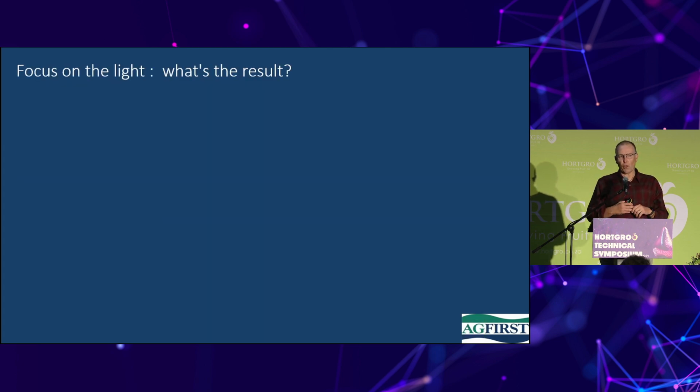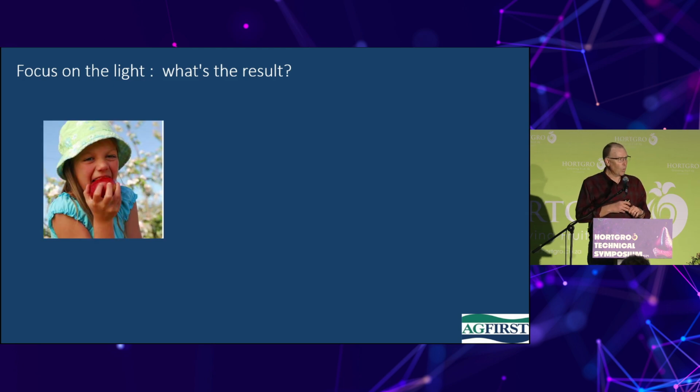So the second thing I want to focus on around variability is we need to focus on light. And if we focus on light, what's the result? We get better crunch, right? Or everything else being equal, if we just focus on light, we get better crunch, better texture.